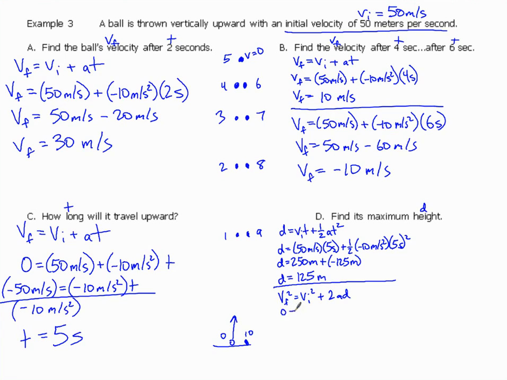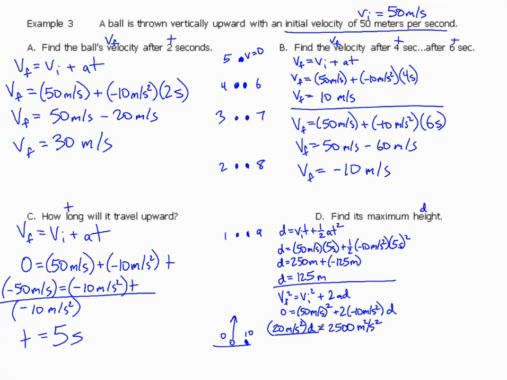So what we can do is say 0 equals, and we have, let's see, 50 meters per second, quantity squared, plus twice the acceleration, which is -10, and there's d. And so what we have is, this is going to be negative. I'm going to go ahead and add it to both sides. So we have 20 meters per second squared times d equals, and 50 quantity squared is 2,500 meters squared per second squared.